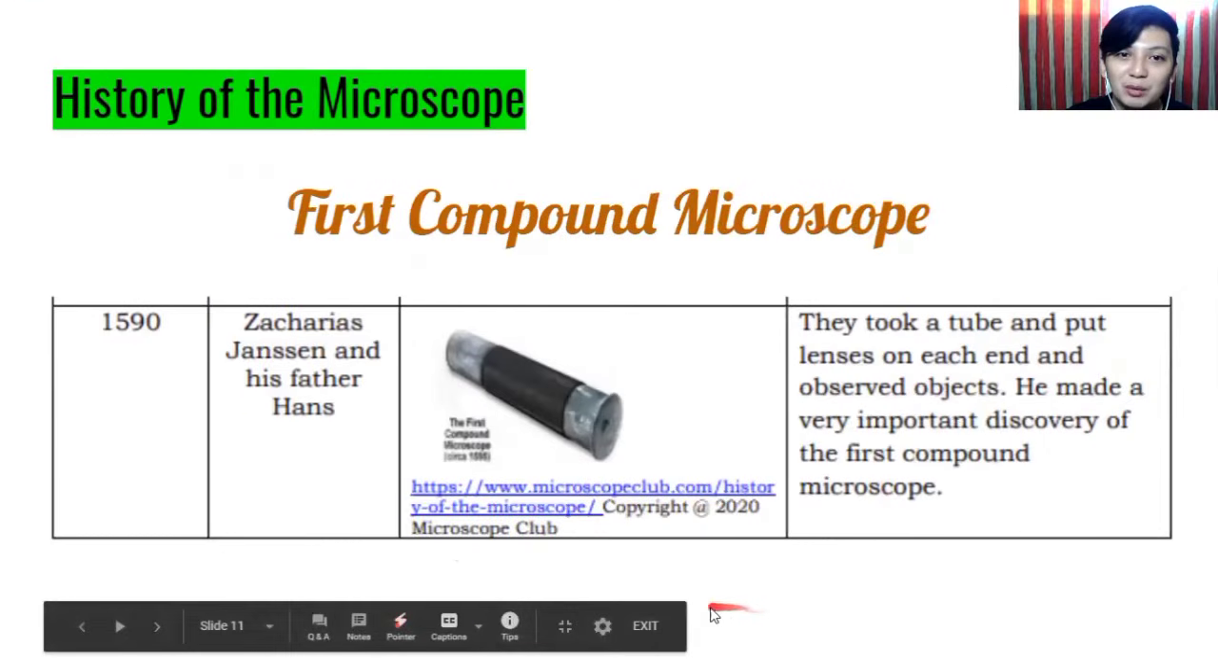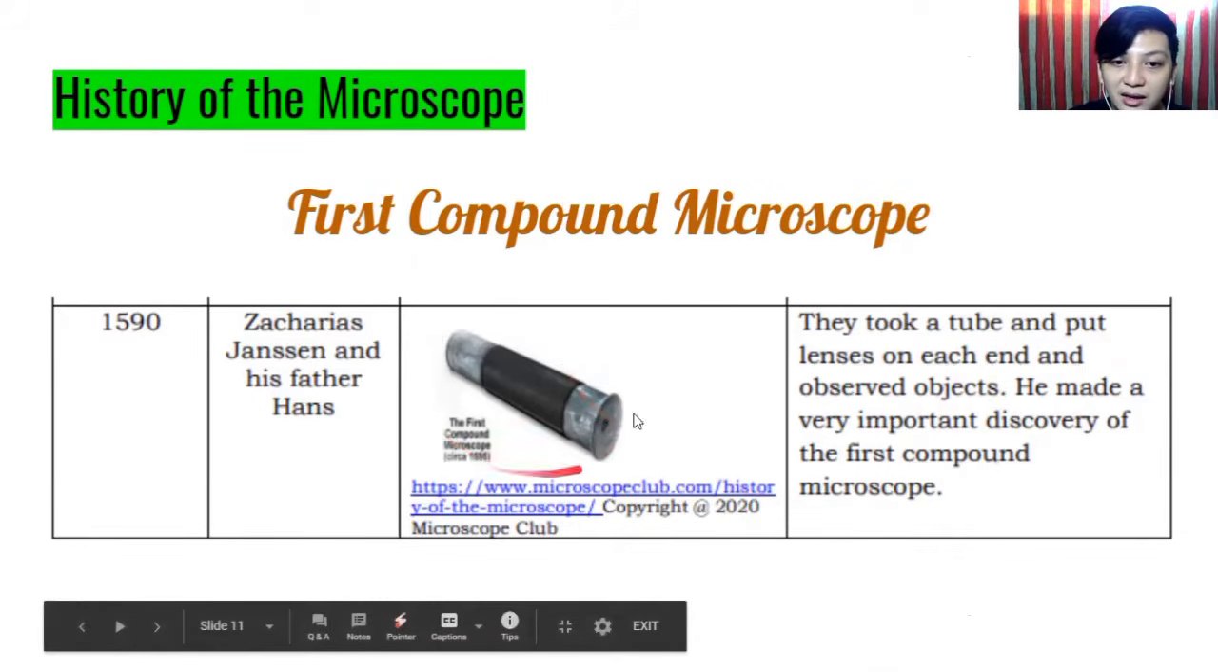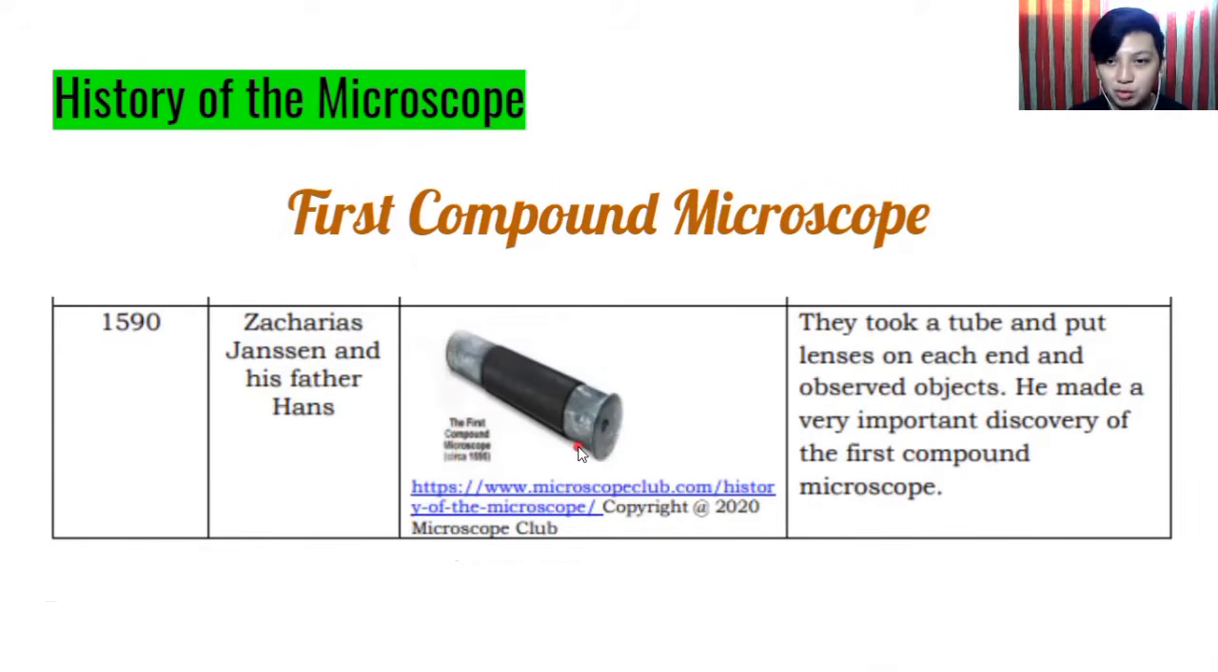And then the next one, we have the first compound microscope in 1590 by Zacharias Janssen and his father Hans. And this is what it looks like. Okay, the first compound microscope is like a hollow tube. And then they took a tube and put lenses on each end and observed objects.